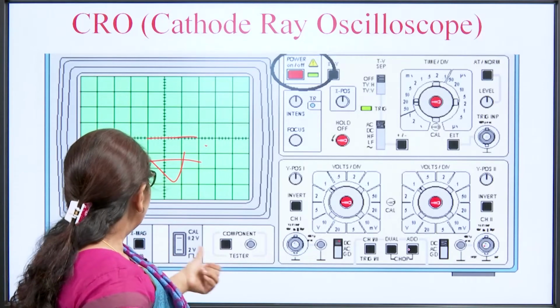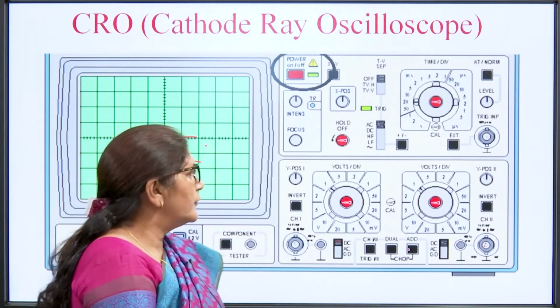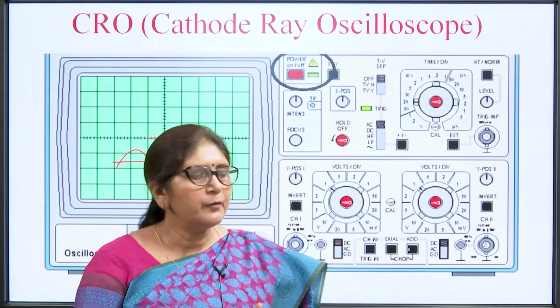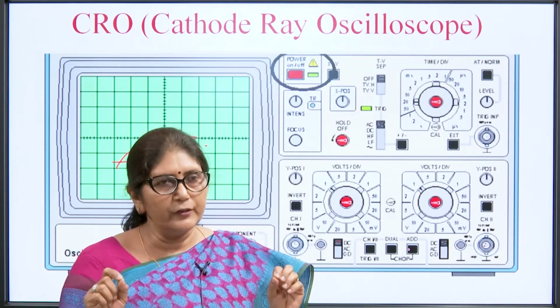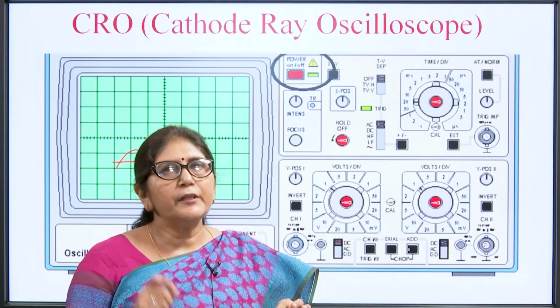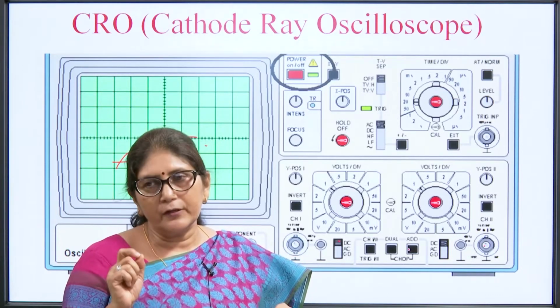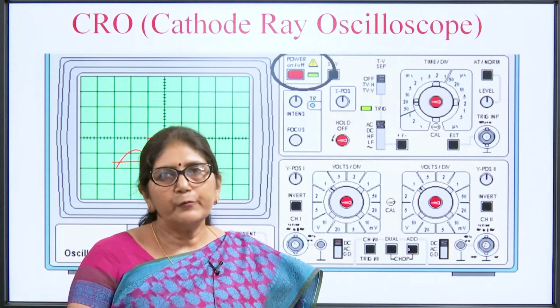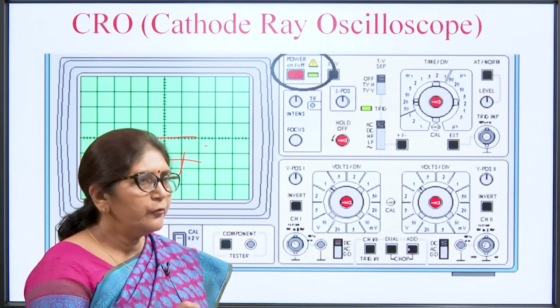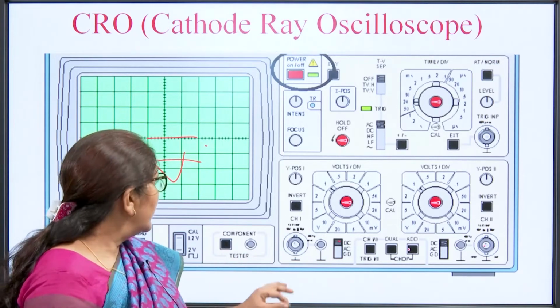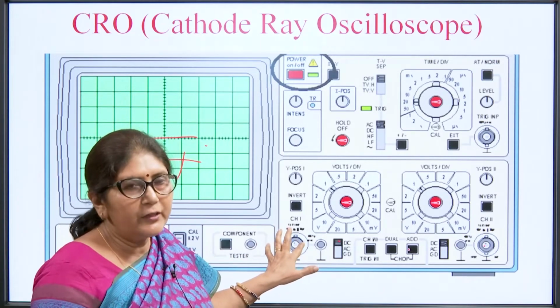Similarly, this CRO is also used for calibration purposes. Suppose we are using a probe for the measurement of voltage. First we have to confirm whether the probe is working properly or not. For this purpose we have to calibrate the probe. For the calibration of the probe, what will we do? We will put the probe at this position. Suppose we have selected channel 1.